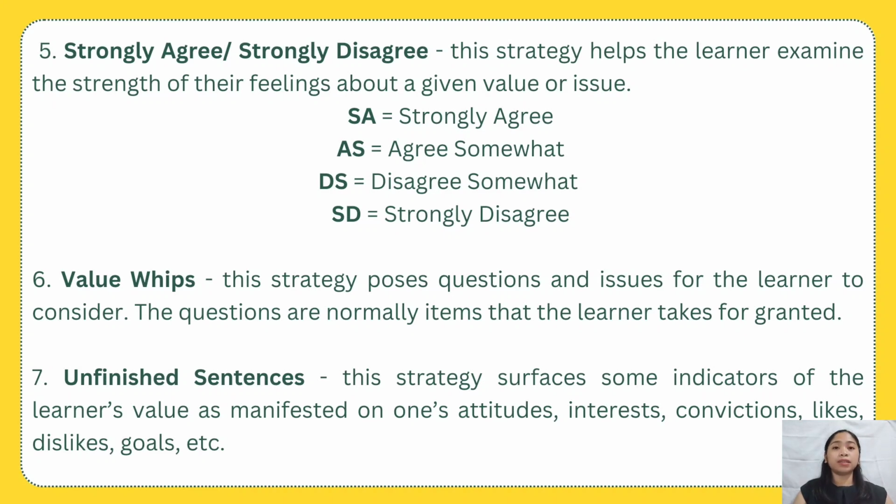Now, the unfinished sentences is the strategy that surfaces some indicators of the learner's values as manifested in one's attitudes, interests, convictions, likes, dislikes, goals, and so on. For example, 5 years from now, I hope to. So that is an example of unfinished sentences.